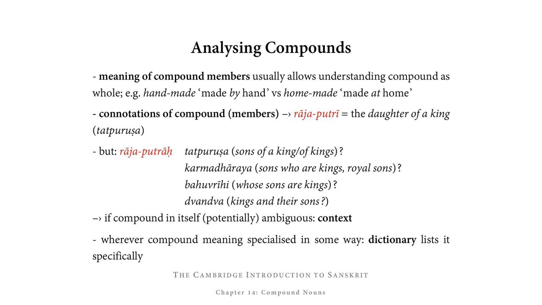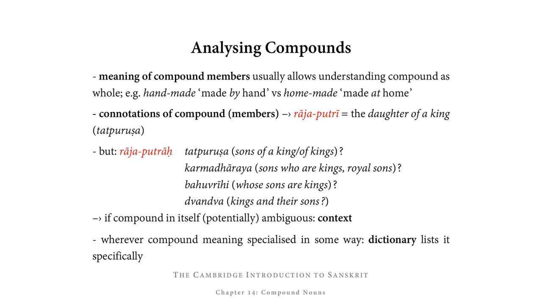For example, the word Raja Putri consists of the words Raja, meaning king, and Putri, meaning daughter. You're very likely to interpret that as the daughter of a king, so as a Tatpurusha, simply because it's very unlikely to be a Karmadharaya, a daughter who is a king. A daughter would be a queen. It's also very unlikely to be a Bahuvrihi, someone whose daughter is a king, because again, a daughter would be a queen. And it also cannot be a Dvandva, because a Dvandva would have to be in the dual or in the plural. However, look at a word such as Raja Putrah.